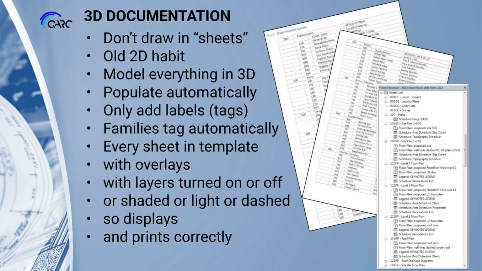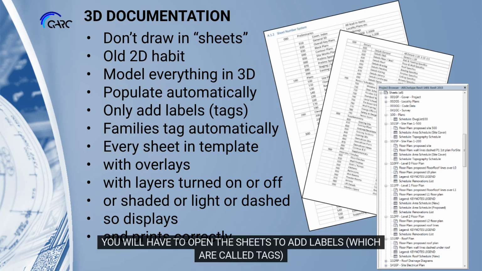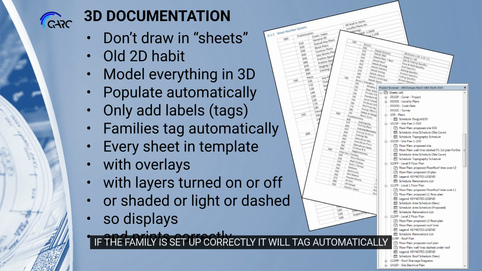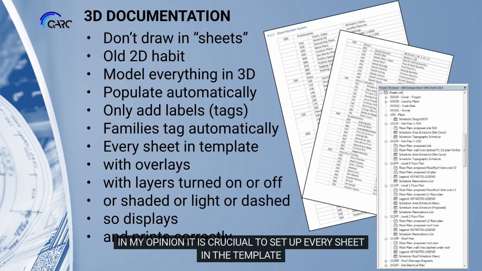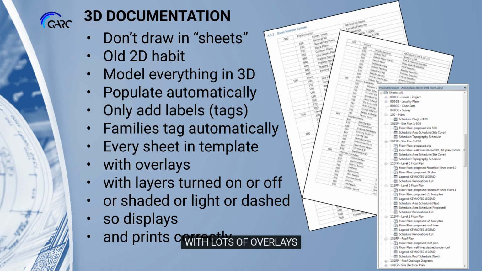Sure, you will have to open the sheets to add labels, which are called tags. If the family is set up correctly, it will tag automatically at the click of a mouse. In my opinion, it is crucial to set up every sheet in the template with lots of overlays. Use overrides in overlays only with layers turned on or off or shaded or light or dashed, so it displays and prints correctly.